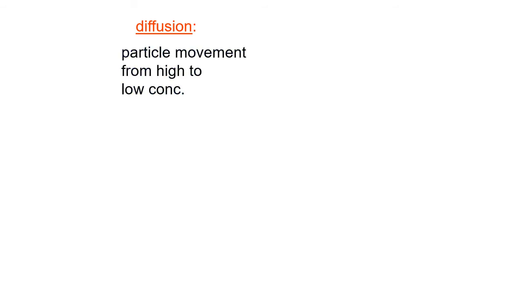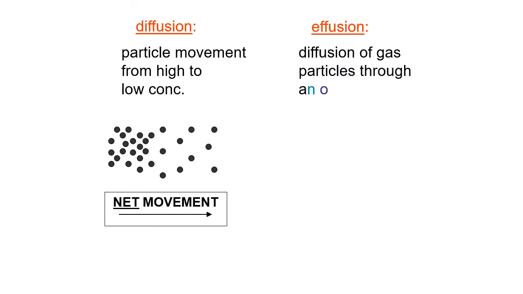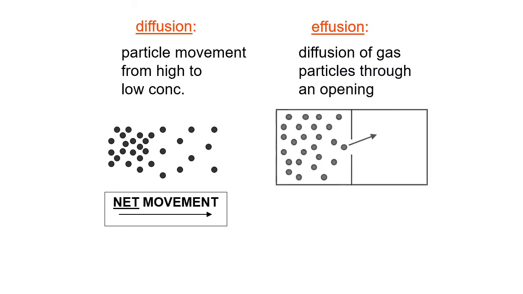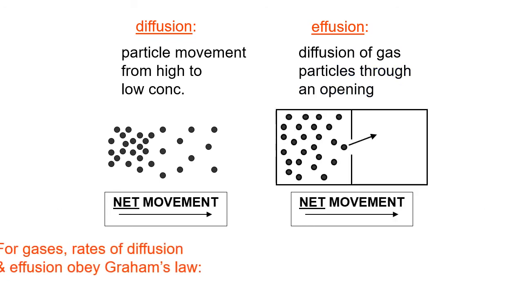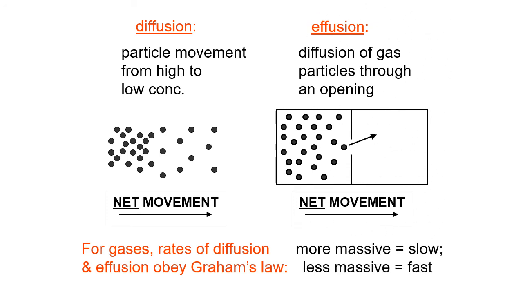Graham's law talks about diffusion, which is the particle movement from high concentration to a low concentration. And then we have effusion, that's diffusion of the gas through an opening. So for gases, rates of diffusion and effusion obey Graham's law. The bigger you are, the slower you are. The smaller you are, the faster you are.